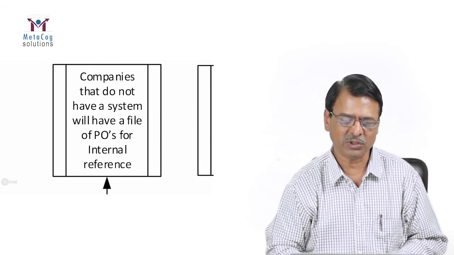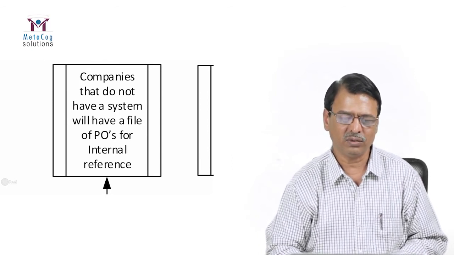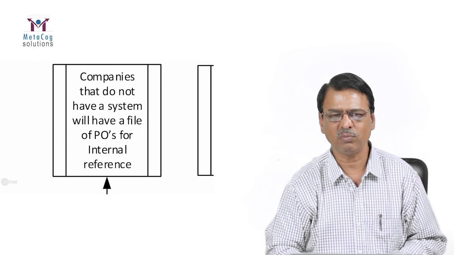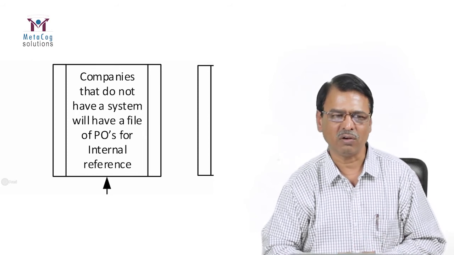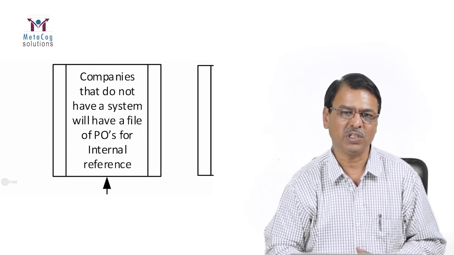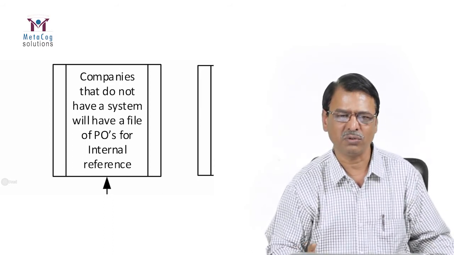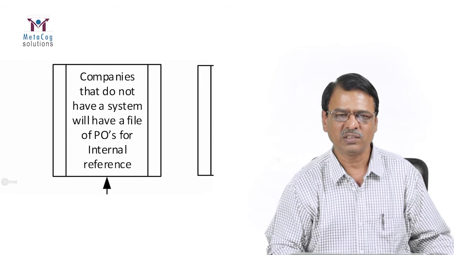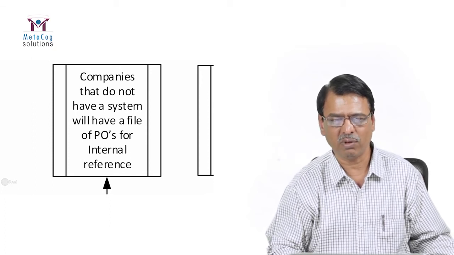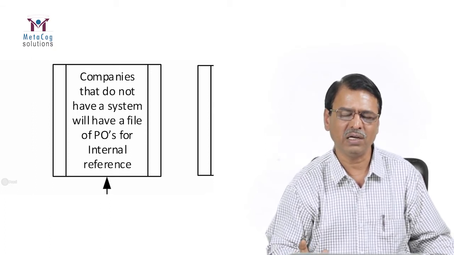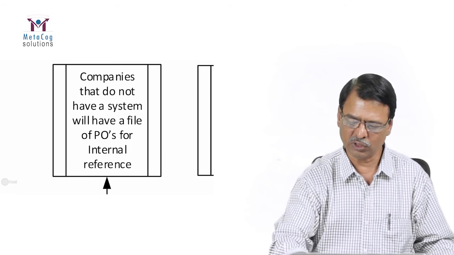Companies that do not have a system will have to file the purchase orders for internal reference. Normally, most of the companies have got an online system where you can enter the purchase order and you will get the reference. But very small companies who cannot afford an integrated system, sometimes they can have all purchase orders filed and you can use that file as a reference document.